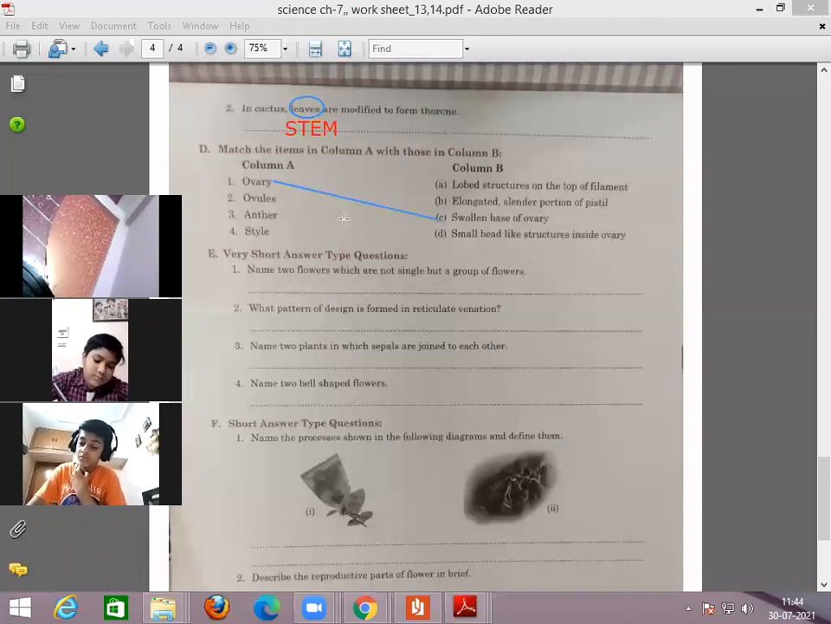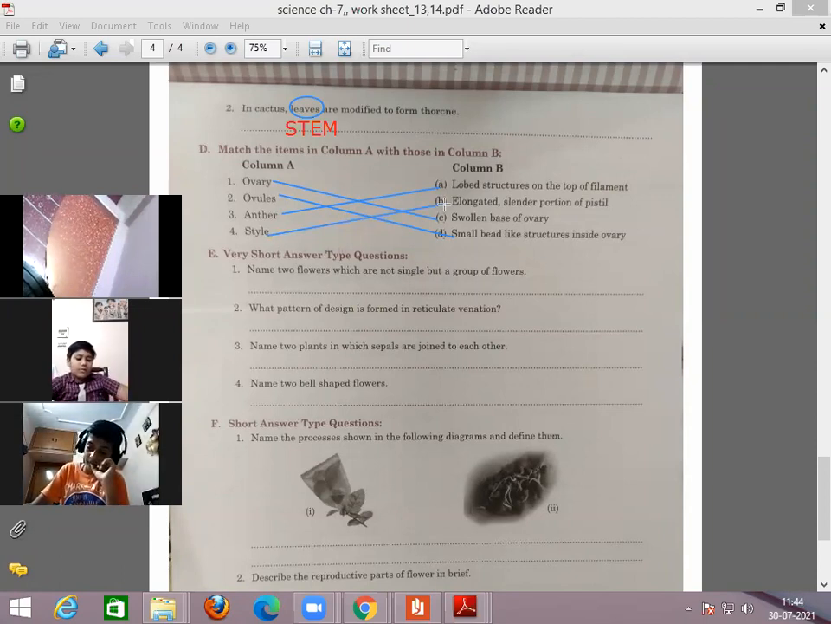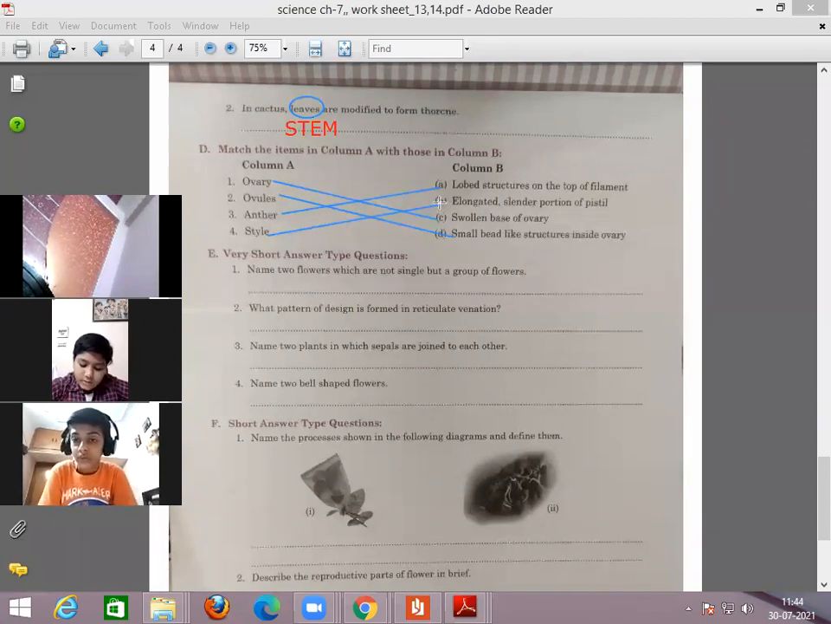Ovules are the beads-like structure. Ma'am, ovules are small bead-like structure inside ovary. Yes. Anther is the lobed structure on the top of filament. And yes, style is the elongated cylinder portion of pistil. So you may write down here.